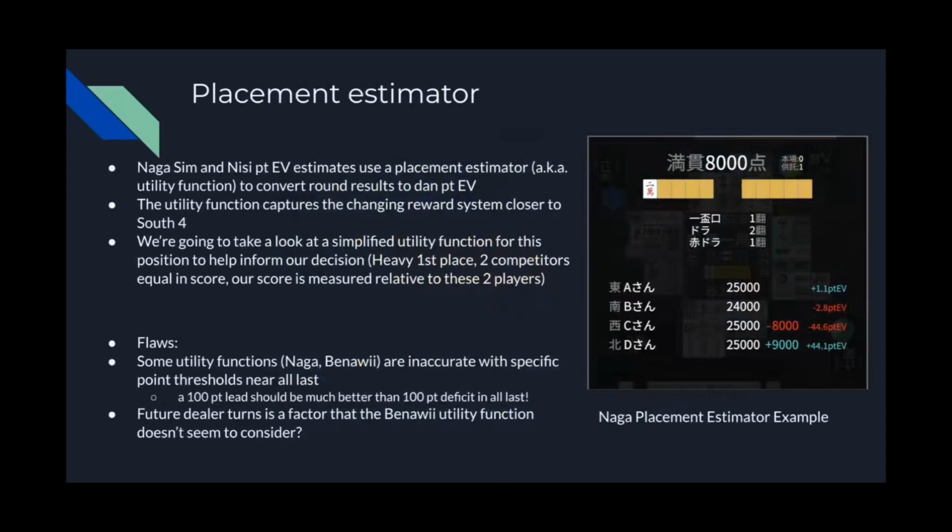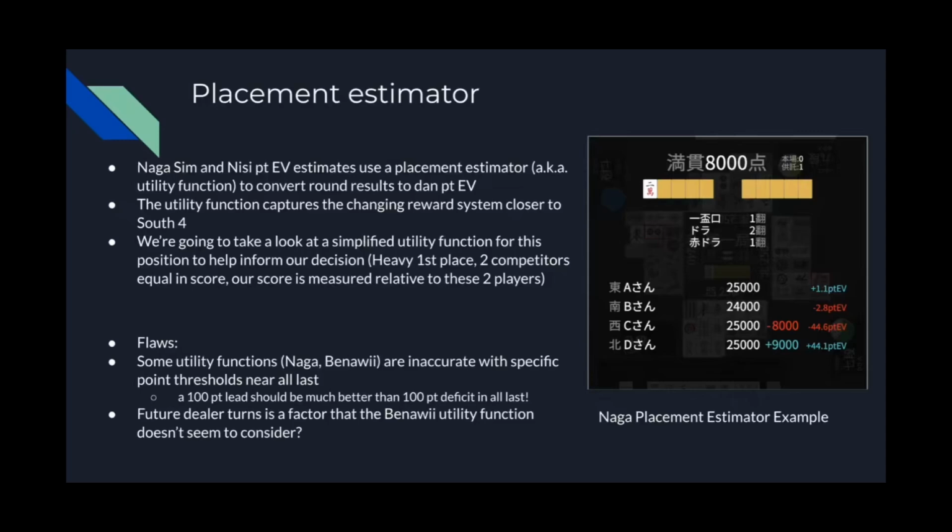So the AI tool that I'm going to use for this position is the placement estimator. On the right, there's a picture of Naga, and this is what it shows after you win a hand or deal in at the end of a round. We see that after winning a Mangan, player D gained 44 points of point EV, player C lost 44 points of point EV. So the placement estimator, which I'll also call a utility function, basically converts an individual round's results into a Dan point EV.